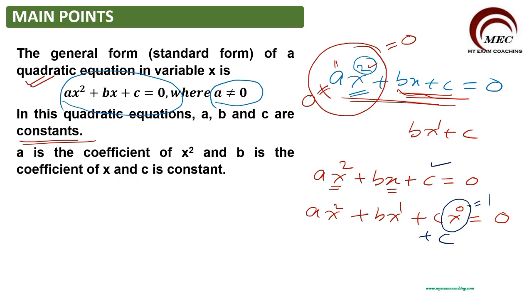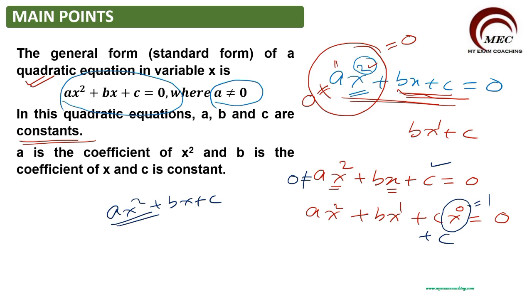Understood? So ax square plus bx plus c equal to 0, a should not be equal to 0. That is the general form of a quadratic equation. B and c, if they are 0, then the quadratic equation will become ax square only. If they are not 0, then there will be some value, and it will become bx plus c. So ax square plus bx plus c equal to 0 is the general form of a quadratic equation.